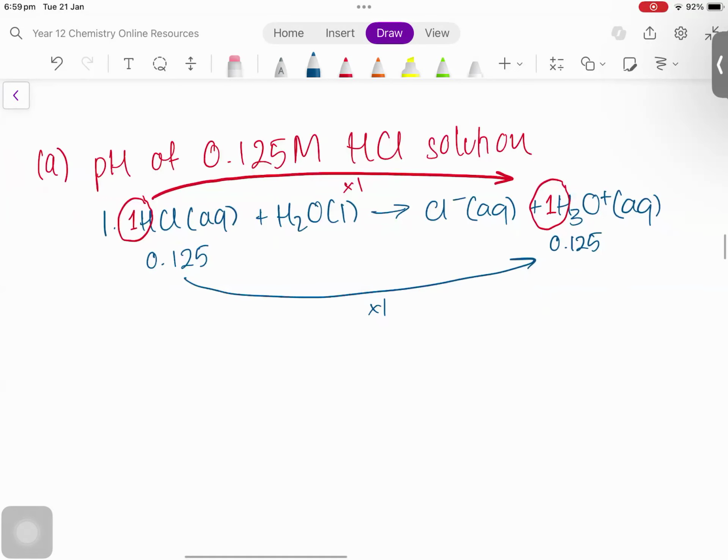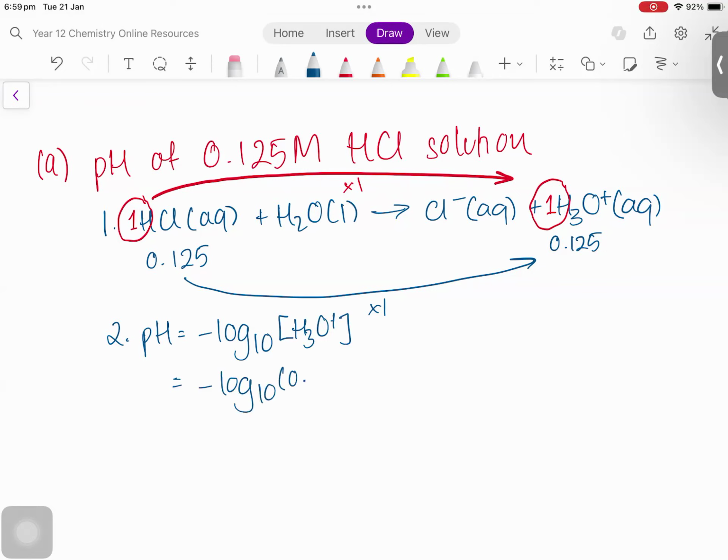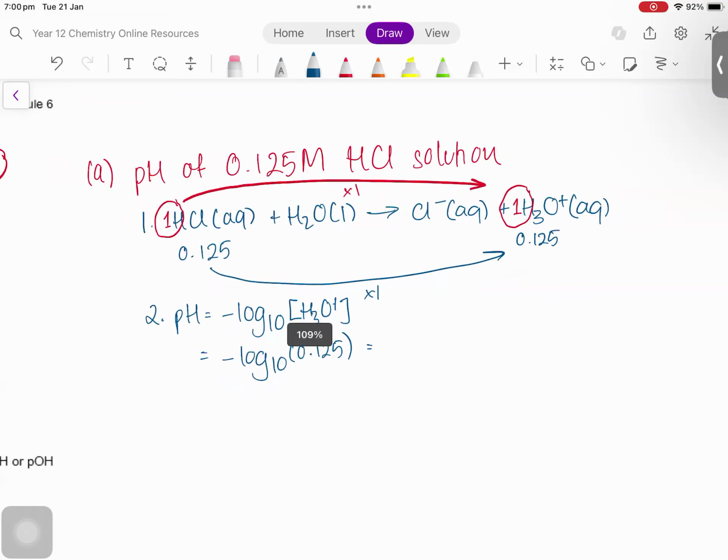Okay, so I've got my concentration of H3O plus. That's exactly what I need for my equation. So this is only a two-step process. pH is negative log base 10 of H plus, which is the same thing as H3O plus. And all I'm going to do is pop it in. So get your calculators ready for today's lesson for me. What do you get when you guys pop this into the calculator?